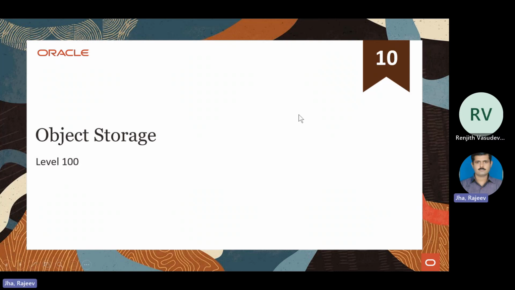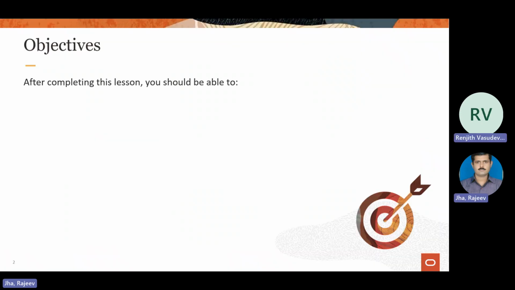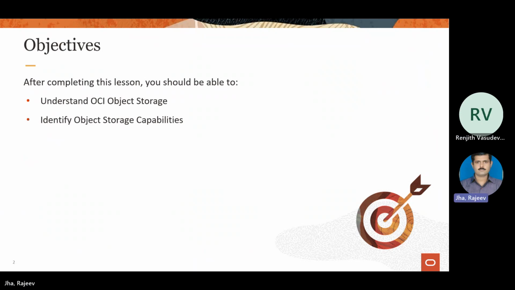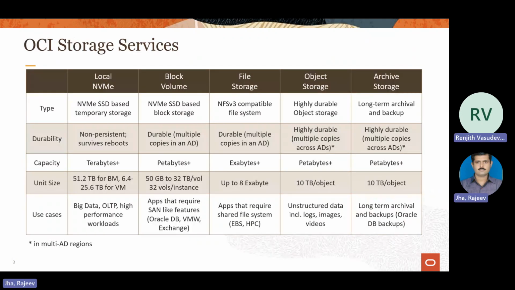So the first storage type we have is object storage. We are going to talk about object storage, and in this module, how object storage will help you. We will understand Oracle Cloud Infrastructure object storage, then we will talk about the storage capability. So what capabilities do we have in object storage? Let me start with that.